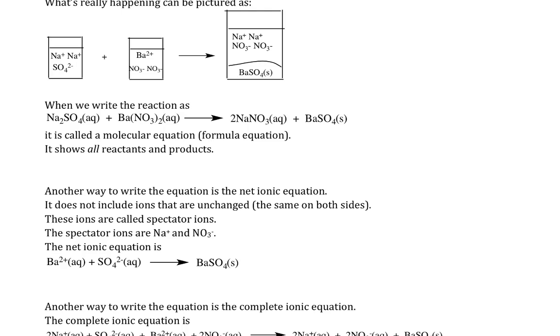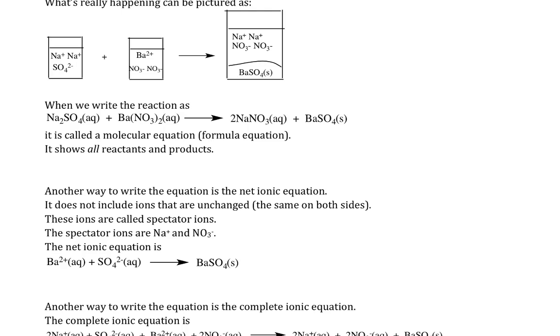It does not include ions that are unchanged. They are the same on both sides. These ions are called spectator ions. They're just kind of watching what's going on. They're not participating. In our case, the spectator ions are Na+ and NO3-, because notice in our beaker representation, we have two Na pluses and two NO3 minuses on the left side, and that's basically the same. We have the two Na pluses, we have the two NO3 minuses on the right side that are all just aqueous. Those are the spectator ions, and we leave those off.